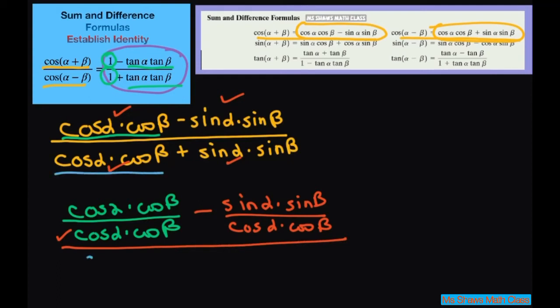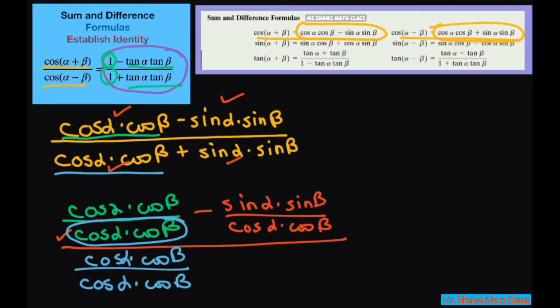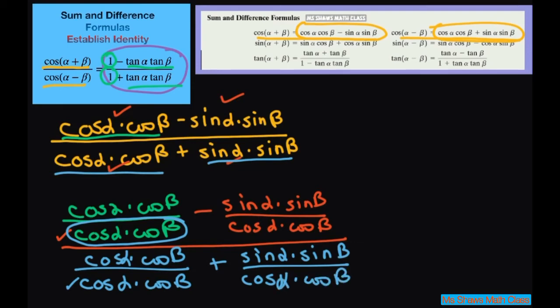Now let's do the denominator, the same thing. Copy this down, cosine of alpha times cosine of beta, divide it by this again. Always dividing by the same thing. Cosine of alpha times cosine of beta. Then we have a plus. Now copy this down. Sine of alpha times sine of beta. Divide this by cosine of alpha times cosine of beta. Now everything should fall into place because it's an identity.